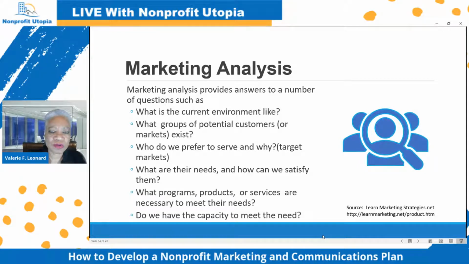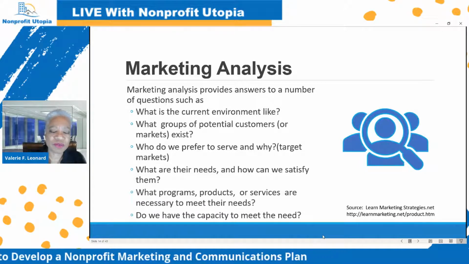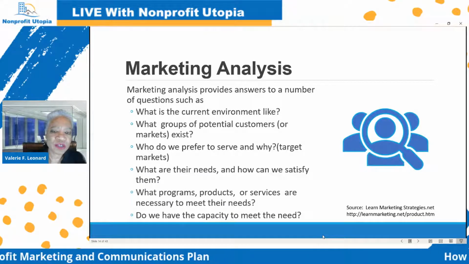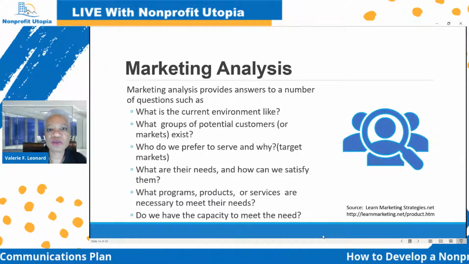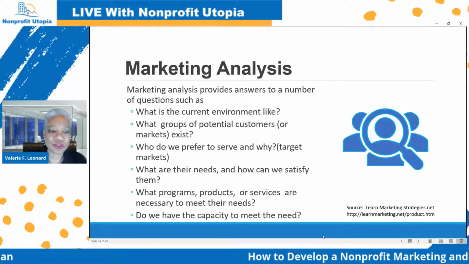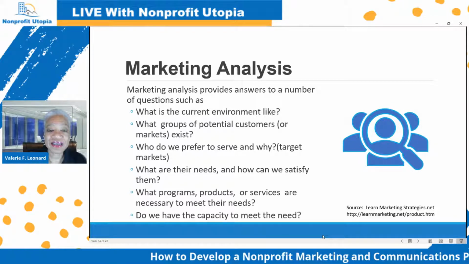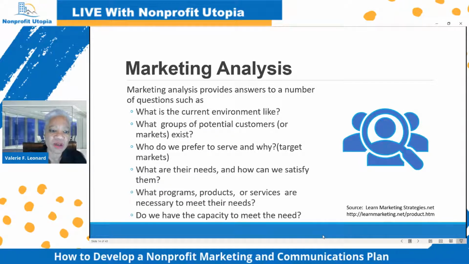You want to also use the information that you get from your surveys, use the information you get from your focus groups, use the information that you get from your literature review. So your market analysis is going to be multi-dimensional.